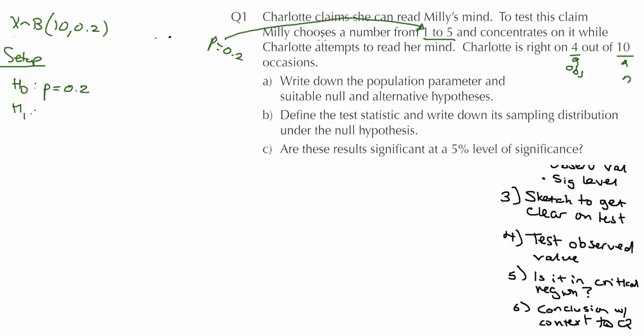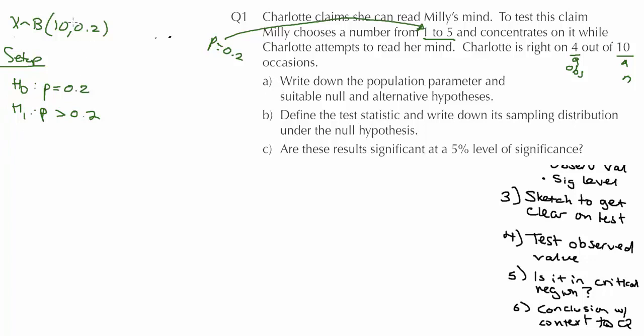Okay, I'm back. Charlotte's claiming she can read her mind. So what we're saying is we should test that: is it actually greater than 0.2? Is there something about Charlotte's mind reading ability that makes it more than guesswork? So that's what we're doing on this one. And that's your part A, by the way.